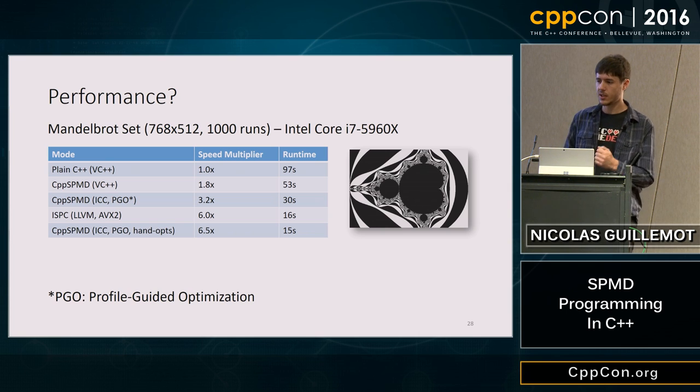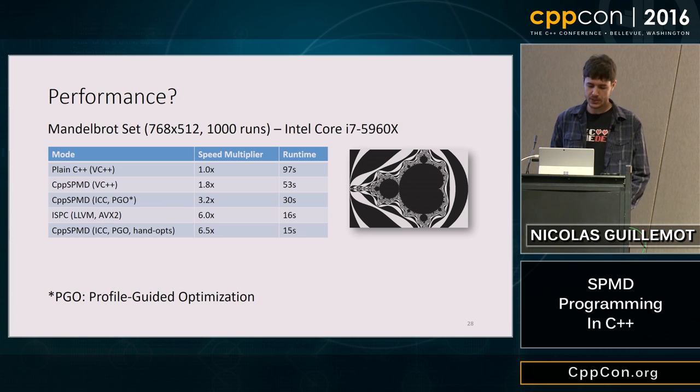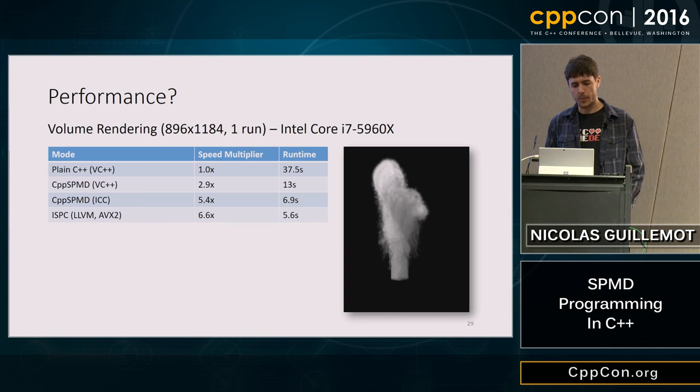So I went in and figured out where the bottlenecks were and did a bunch of optimization work, and realized there are ways to actually speed it up. And then it got down to 15 seconds with some work. So again, similar to the first one, it was slower than ISPC at first, but with some hand optimizations, you can get it back to where it's supposed to be. I've got a few more examples.